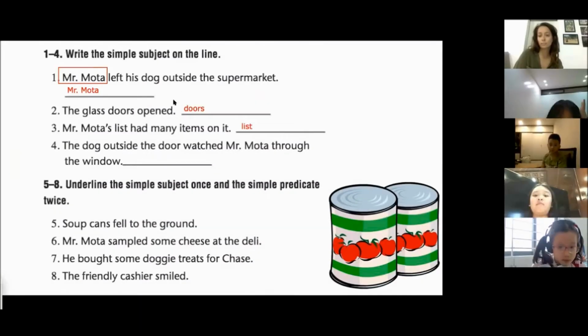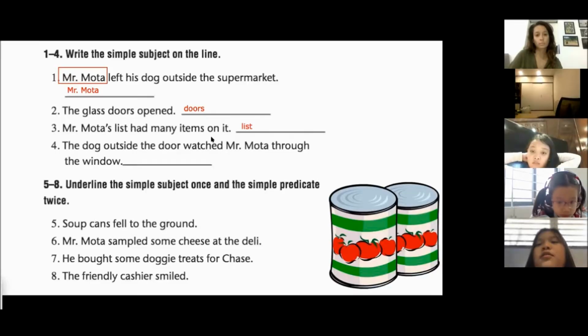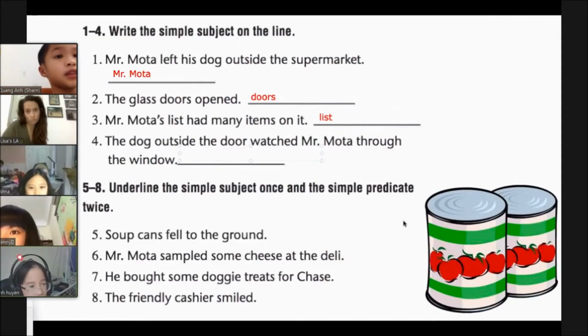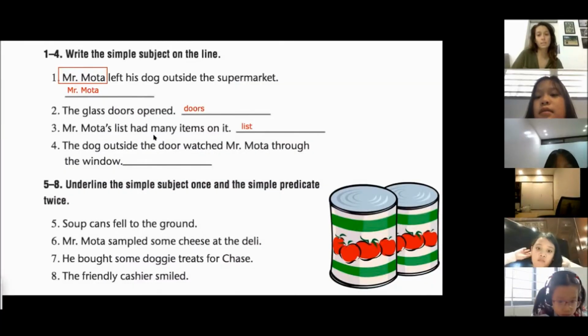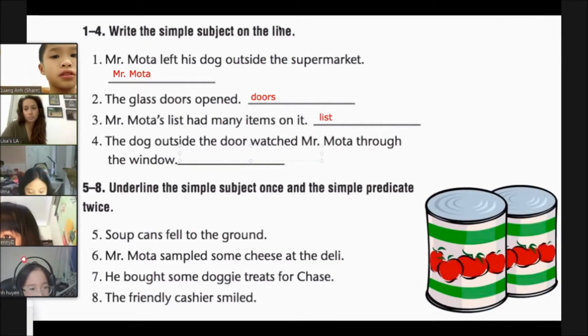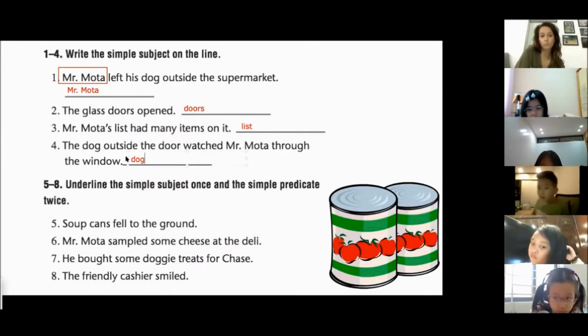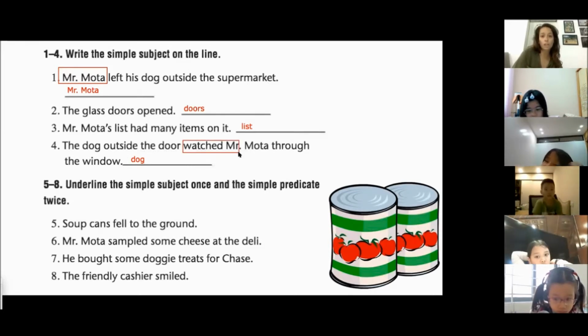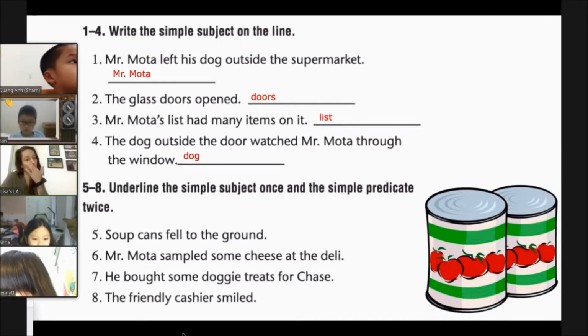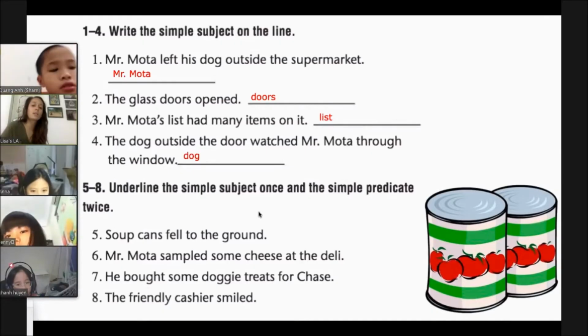Number 4. The dog outside the door watched Mr. Mota through the window. Okay, what's our simple subject here? Dog. The dog. Dog is our simple subject, right? The sentence is about the dog. So we can look for our verb, watched, and then think, who watched? The dog. So the dog is our simple subject. So now for 5 through 8, we're going to underline the simple subject once and the simple predicate twice.